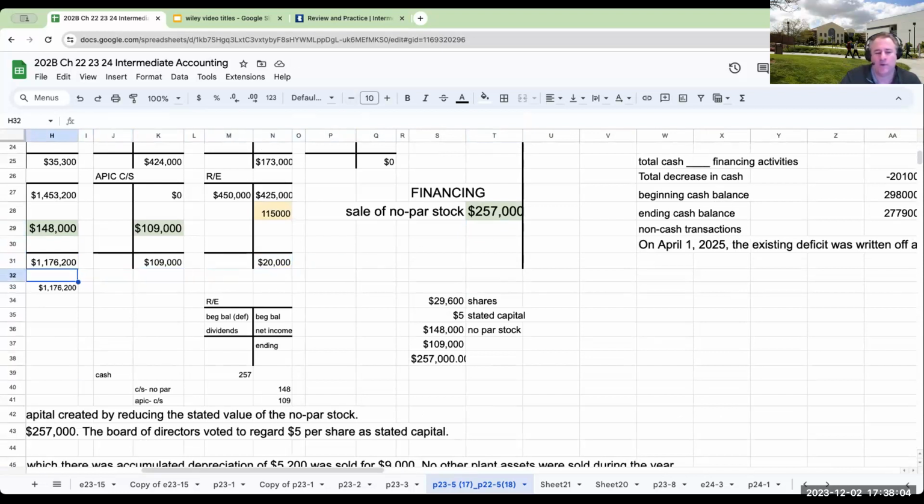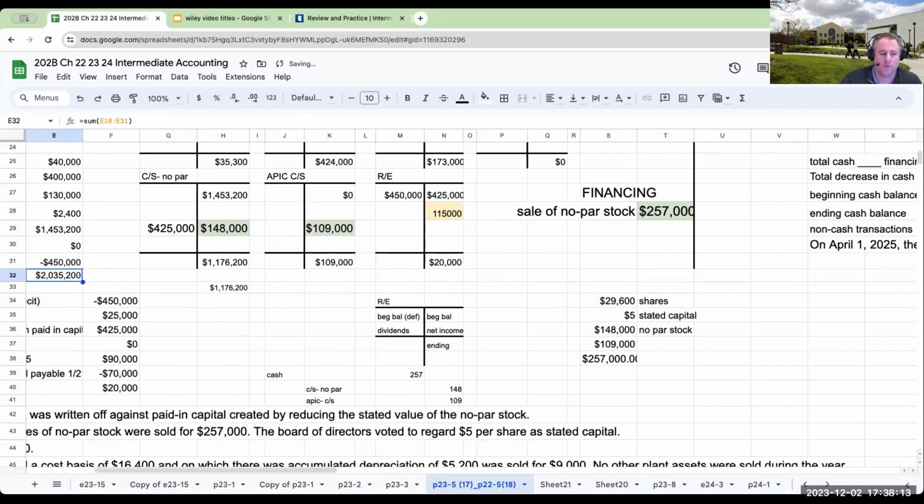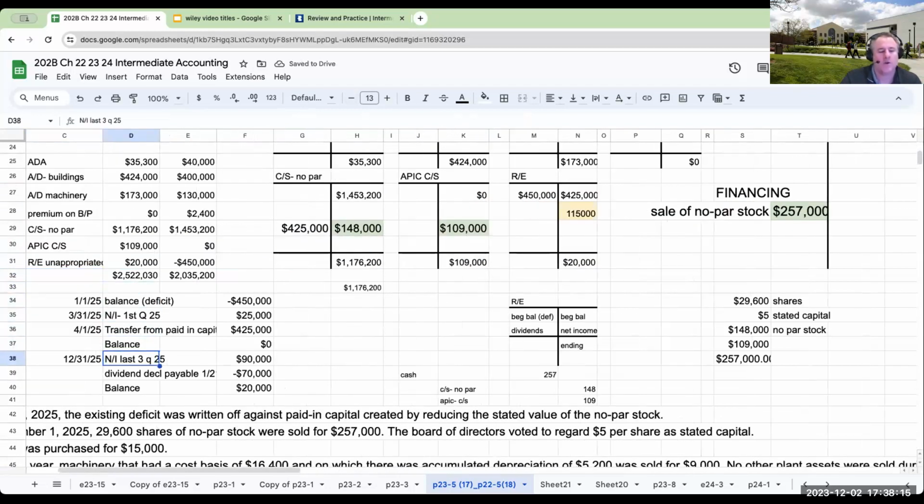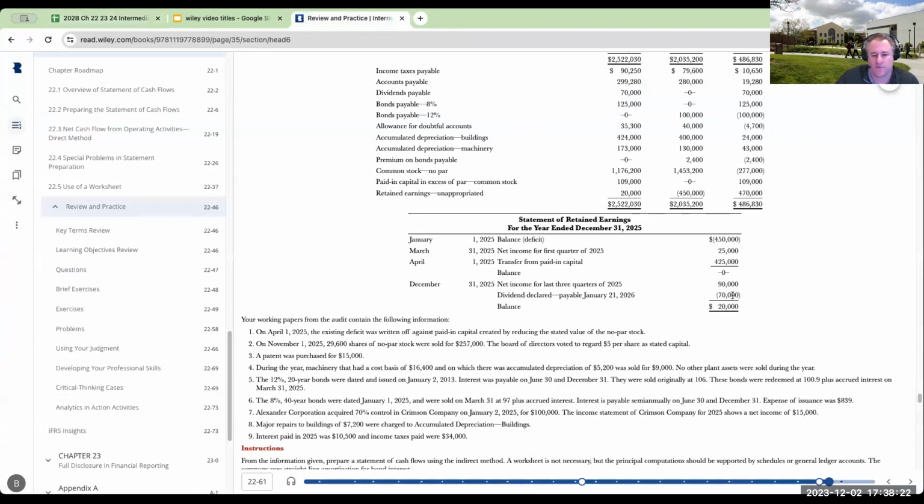Now, as we're at retained earnings, as I look at this over here, my retained earnings account does not balance. It's off by 90 grand. Why is it off by 90,000? Well, over here, I declared a dividend, right? So this was given to me in the question. It's like the statement of retained earnings. I declared a dividend, right?